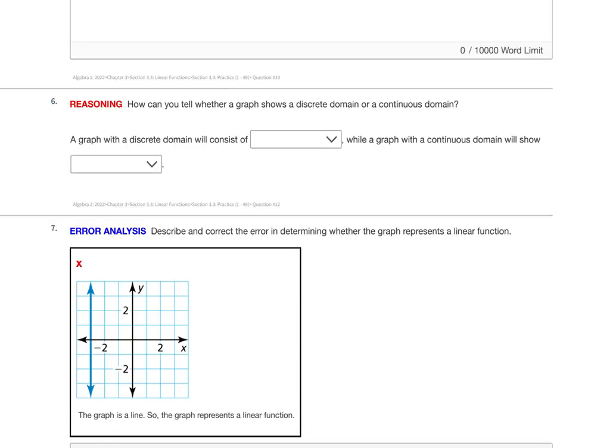How can you tell whether a graph shows a discrete domain or a continuous domain? A graph will have a discrete domain if it's just made up of points. I believe the right answer is individual points. And then a graph is continuous if it is a line or a curve. It's continuous. I mean, it's literally in the word.